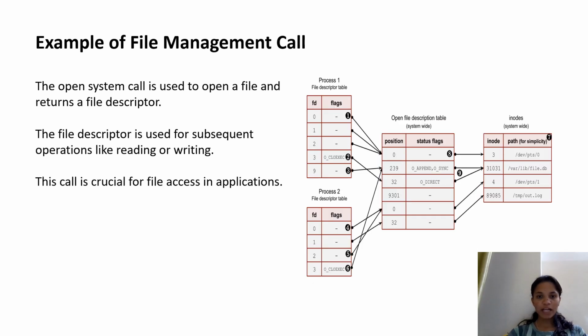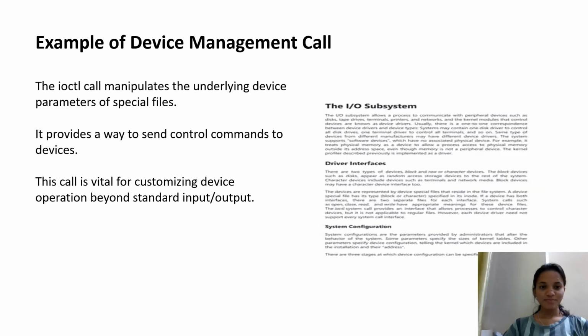Example of file management call. The open system call is used to open a file and returns a file descriptor. The file descriptor is used for subsequent operations like reading or writing. This call is crucial for file access in applications.